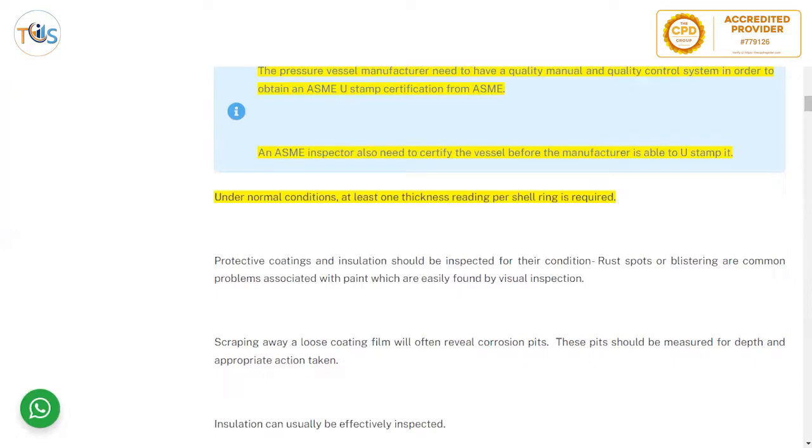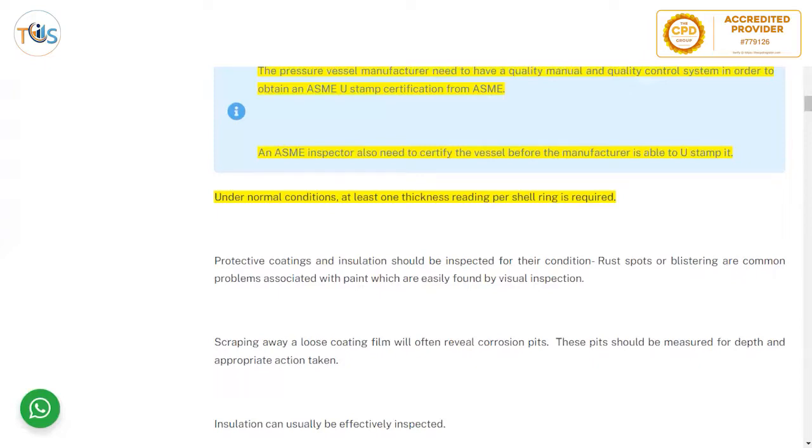One is that the manufacturer should be an ASME U stamp holder, and for that to happen, they need to have a quality manual and quality control system and should be audited and awarded the ASME U stamp certification. The second one is the ASME inspector, who is from a third-party agency, an authorized inspector. When we say this here, it is an ASME authorized inspector, not an API authorized inspector.